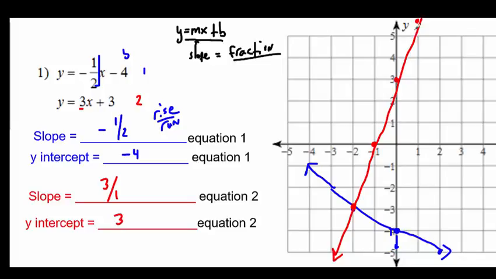So what am I looking for whenever we're solving these graphically? We are looking for where they actually intersect. Where do they cross? What is the value of this point? The solution here is -2 for x, and the y value is -3. So that would be the answer: x is -2, y is -3.